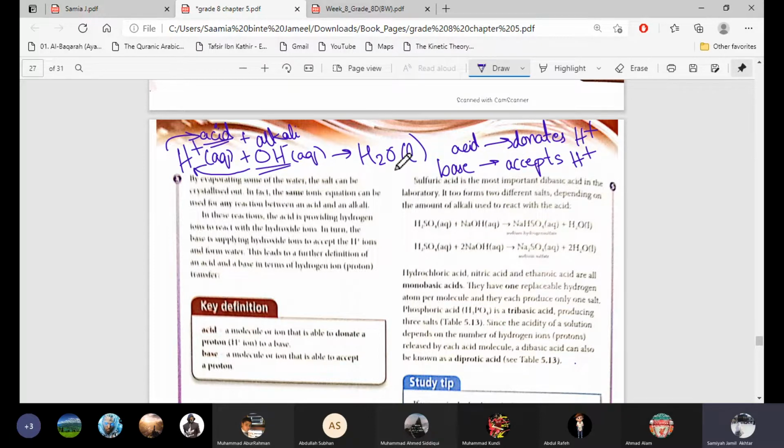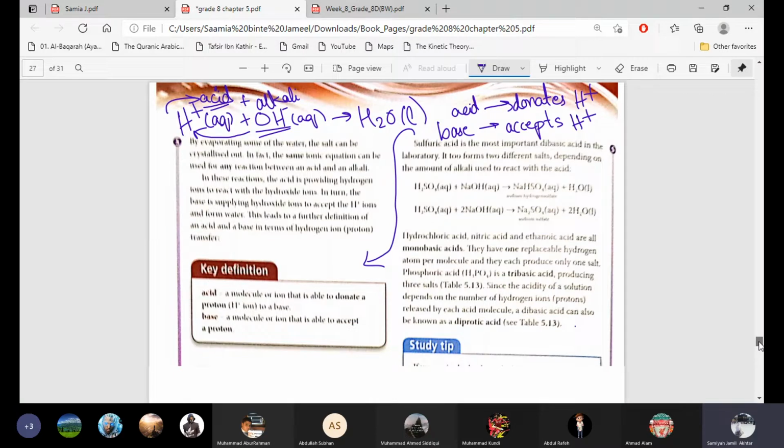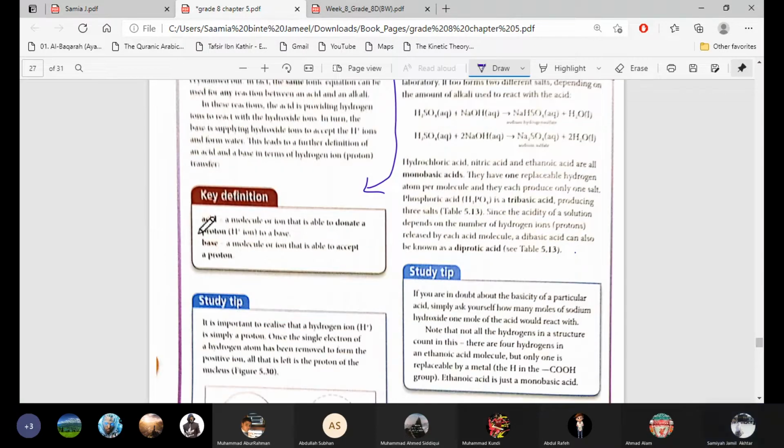So this gives rise to a new definition of acid and base, or acid and alkali. See this key definition: acid is a molecule or ion that is able to donate a proton. Remember that this is an important definition. Acid is a molecule or ion that is able to donate a proton, or H positive. And base or alkali is a molecule or ion that is able to accept a proton.